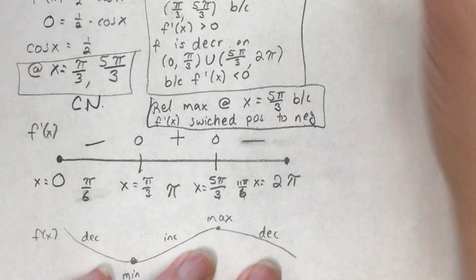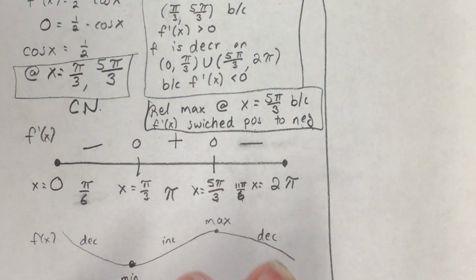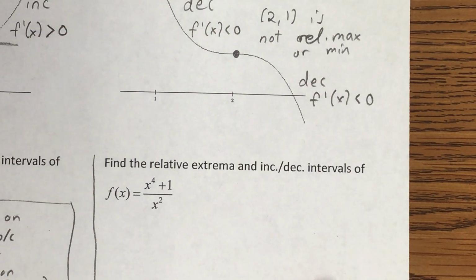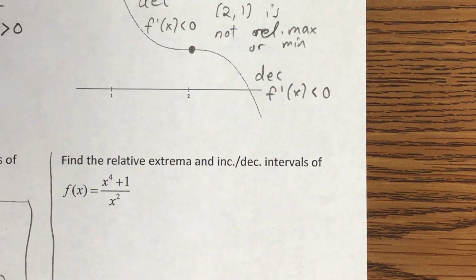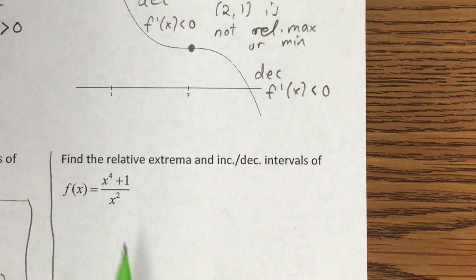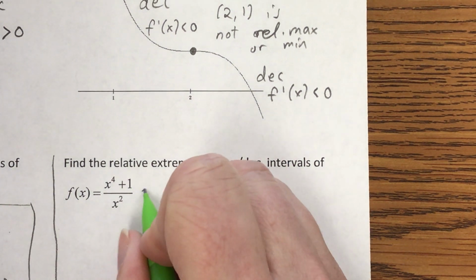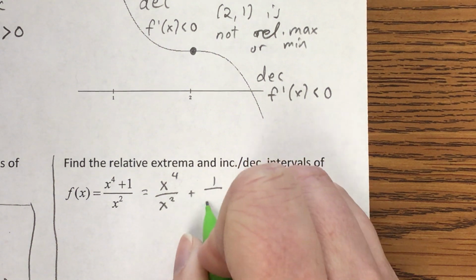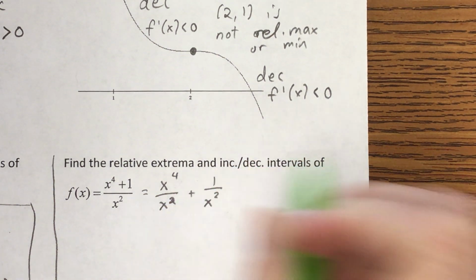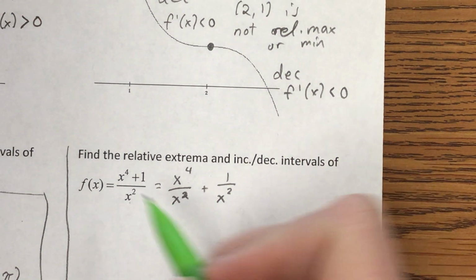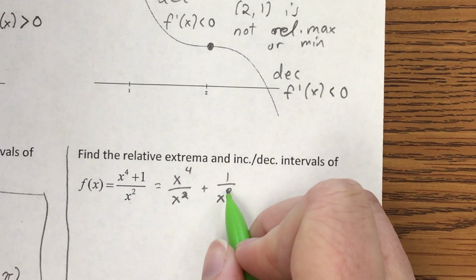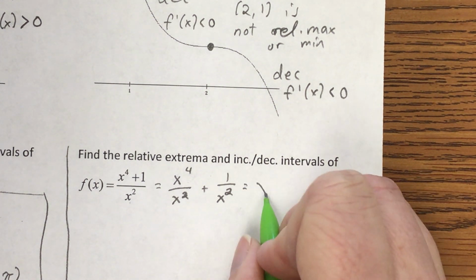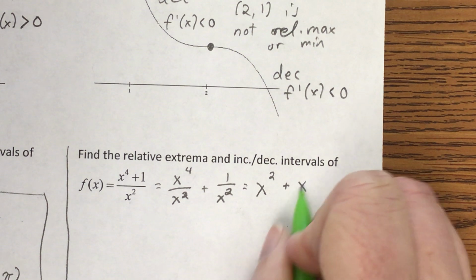All right, next one. Find the relative extrema and increasing, decreasing intervals of this function. Okay, this one is a lot less pretty. However, we can do some rewriting so we don't have to use the quotient rule. Let's rewrite this as x to the 4th over x squared plus 1 over x squared, right? If we only have one term in the denominator, we can rewrite two separate fractions with the same denominator. That is the same thing as x squared plus x to the negative 2.